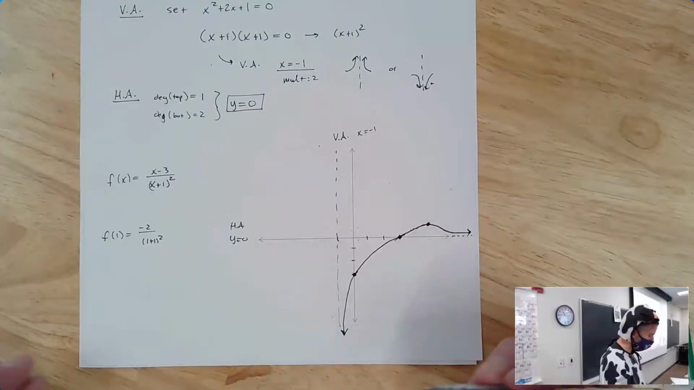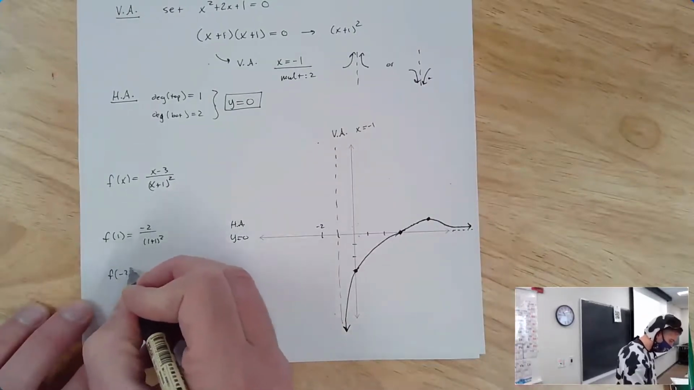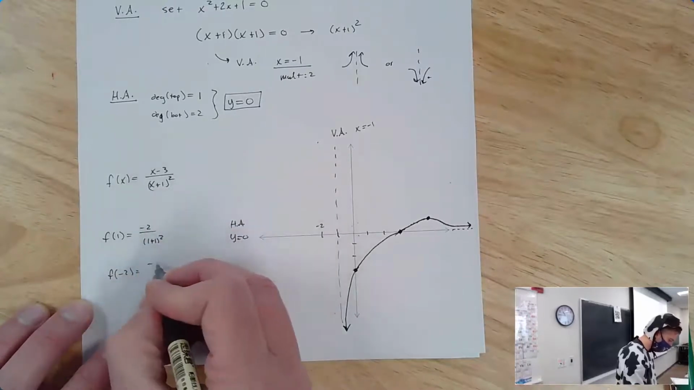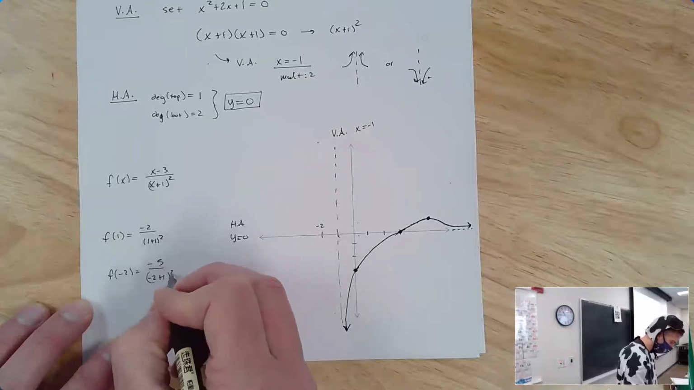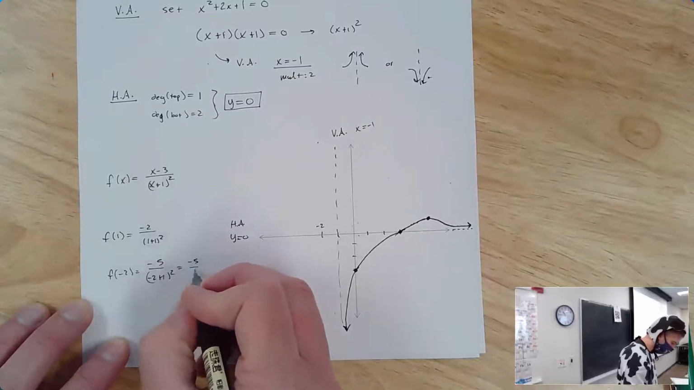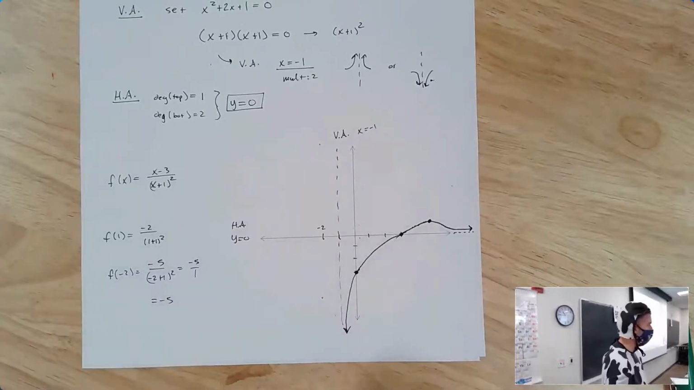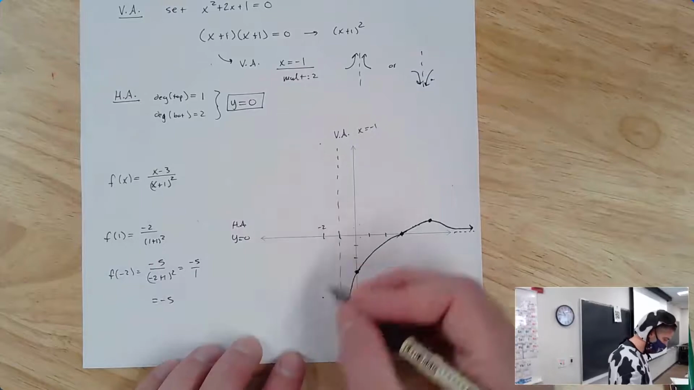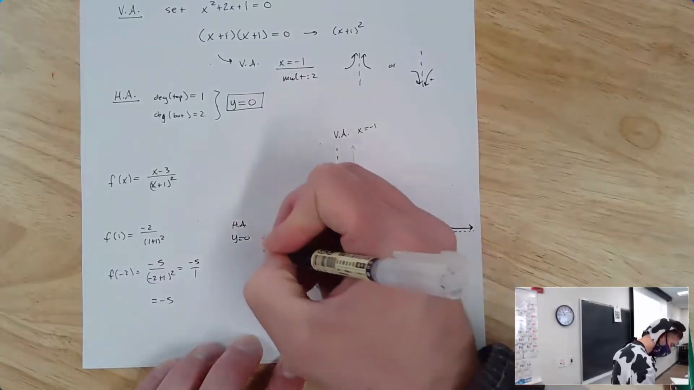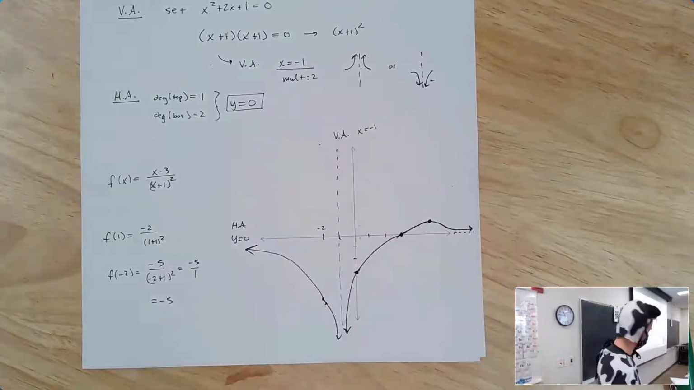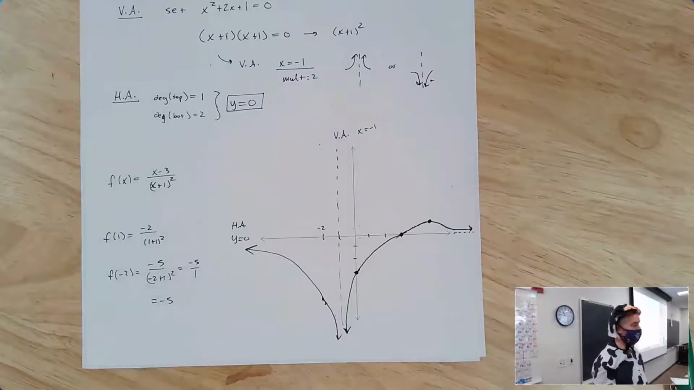Or you could pick a point, right? You could totally plug in something like -2, and f of -2 would be (-2 minus 3) over (-2 plus 1) squared, which is -5 over +1. So you could also do that, and that would be totally fine as well. Either way, you're seeing it's negative over here, so it's going to have this sort of shape. And then as you move away from the middle, you have to get closer and closer to your horizontal asymptote.